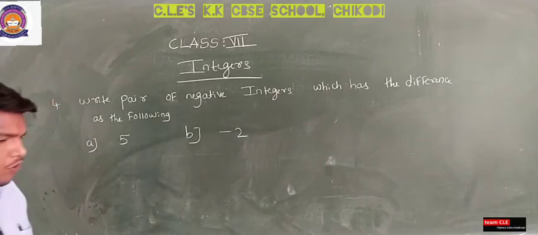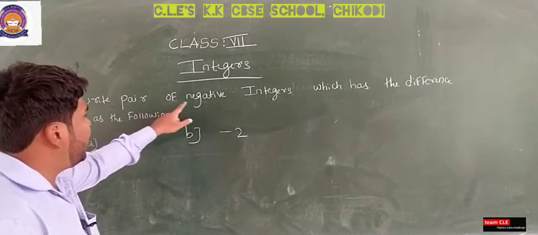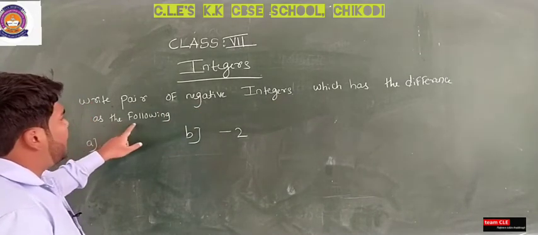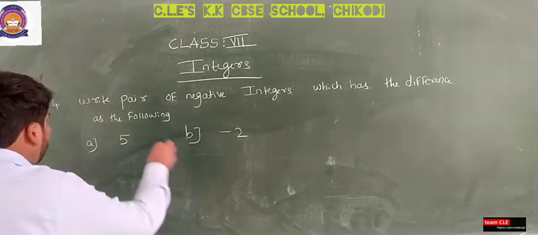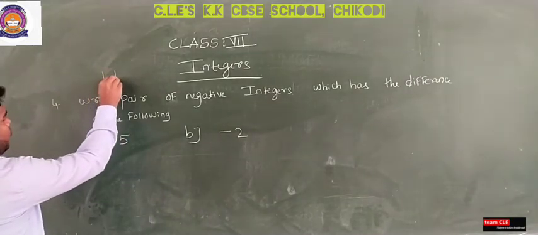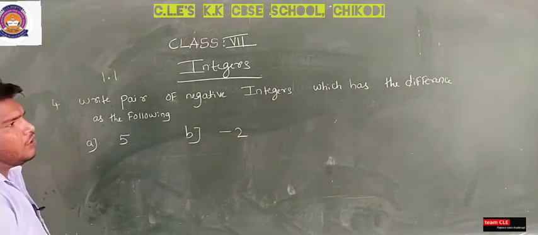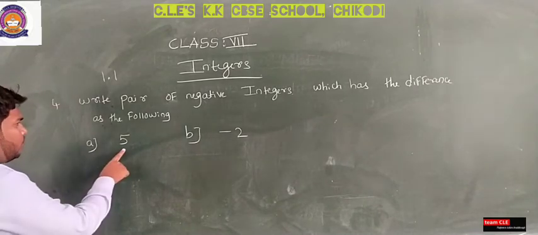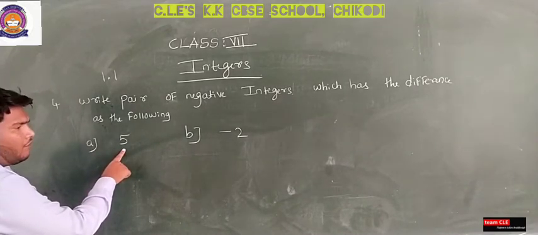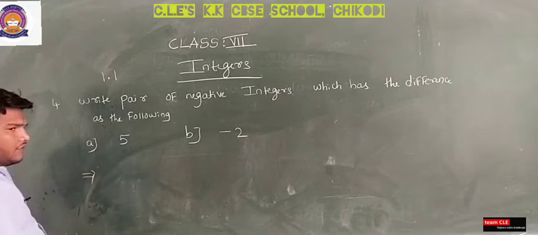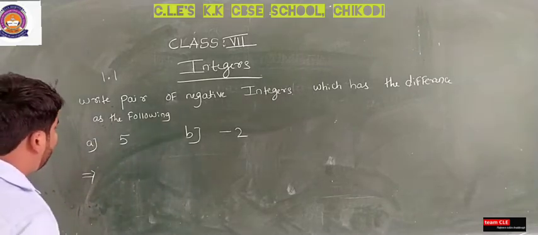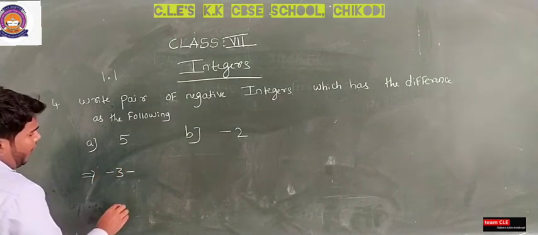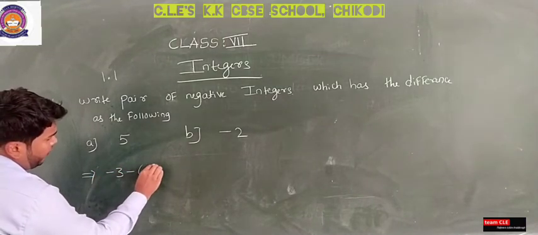So what does your fourth part say? Write a pair of negative integers which has the difference as the following. So I am solving exercise number 1.1. I have to write 5 in the form of negative integers. The first example you have is 5. So 5 I can write as -3 minus of -8.